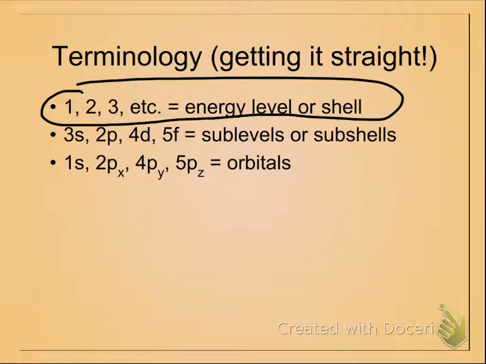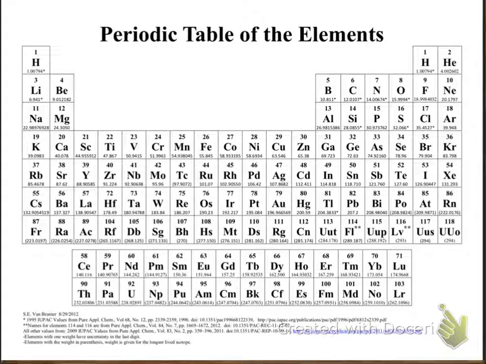When we're talking about individual orbitals, we would talk about 1s or 2px, 3py. We could talk about the 3d5 orbital. Those are individual orbitals. So just make sure you understand the difference. Now, let's get back to that periodic table. We're going to start off talking about the periods here.